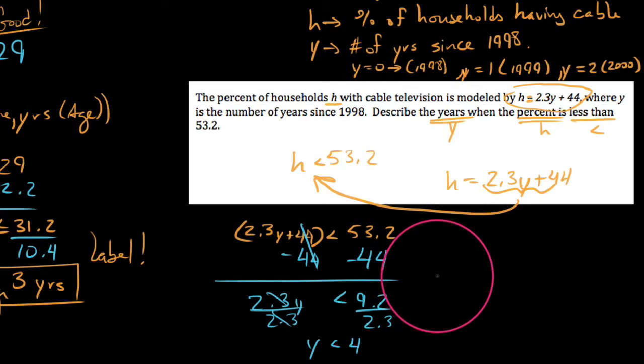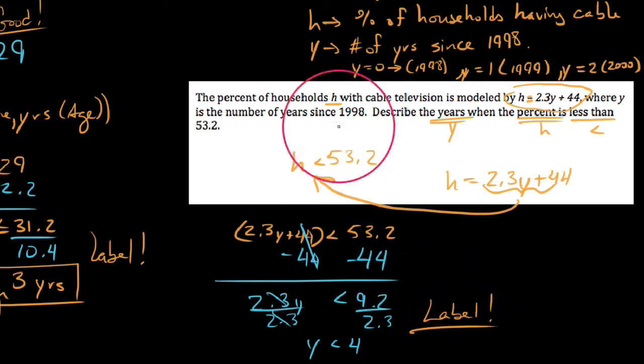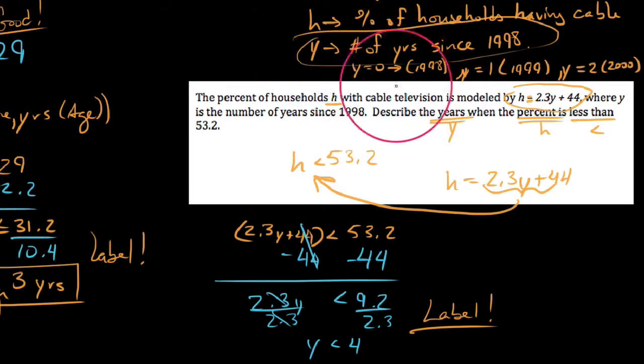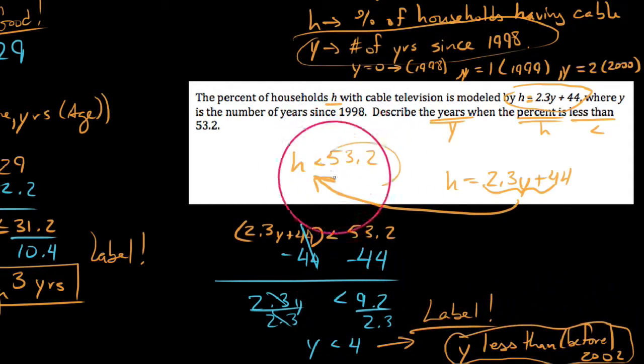Okay, and again, this is a word problem, so we need to label this, and of course y represented the number of years since 1998, so we'd say y is less than 4. Okay, and let's think about this. 4 years after 1998, what year would this be? This would be kind of equivalent to saying y is less than, or kind of like before, and we say 4 years after 1998 is 2002. So basically, we'd have to say the year would have to be before 2002 if this were the case, if the percentage were less than 53.2%.